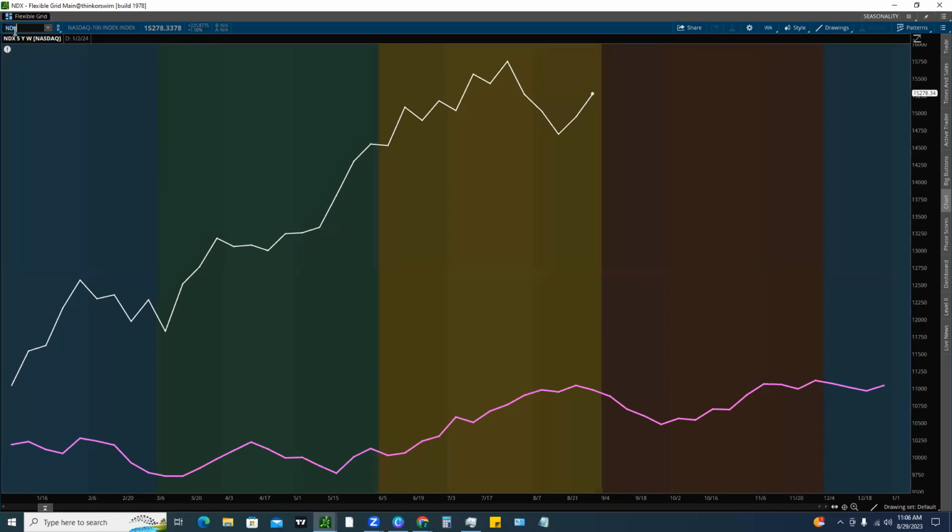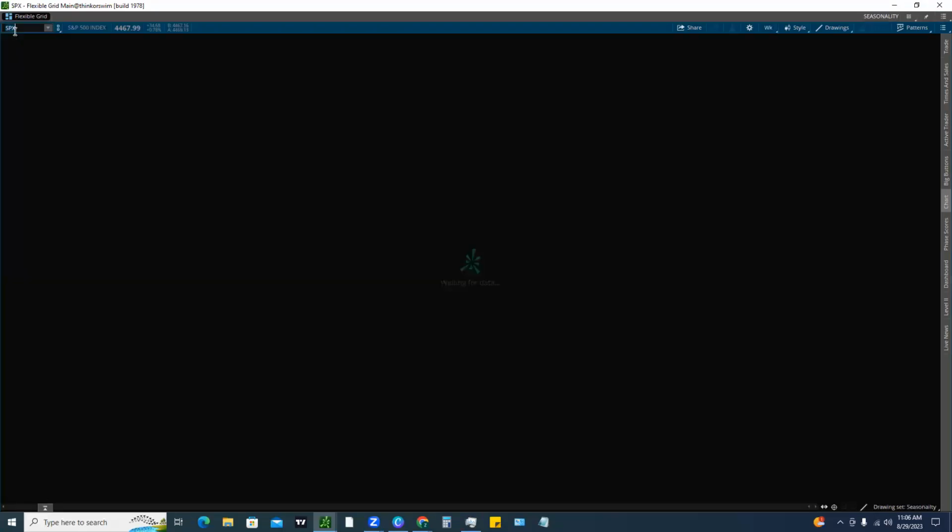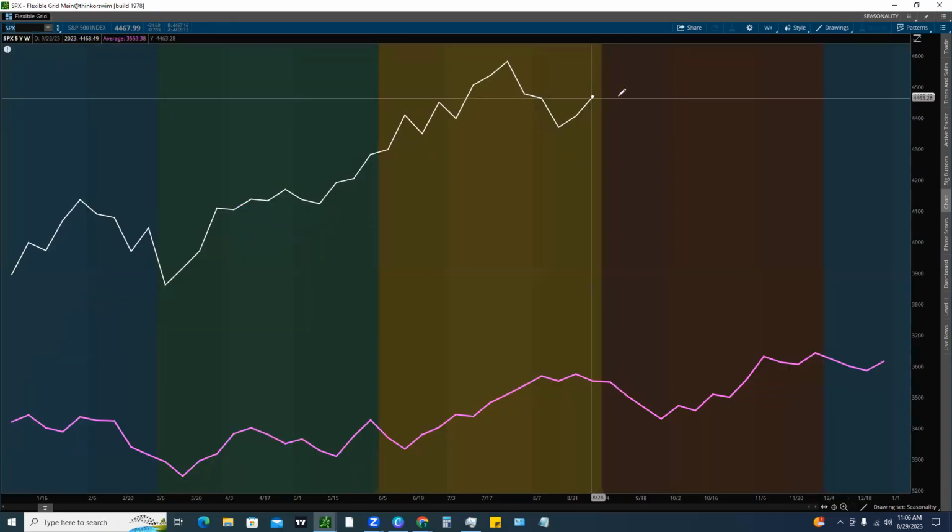So that's for the NASDAQ. Let's take a look at the S&P 500 real quick and break down our SPX chart, and we see something very similar, right? What does seasonality say? Well, seasonality suggests that we pull back towards the middle part of September, and then we start to try to bottom out towards the end of September, and then we rally throughout the rest of the year.